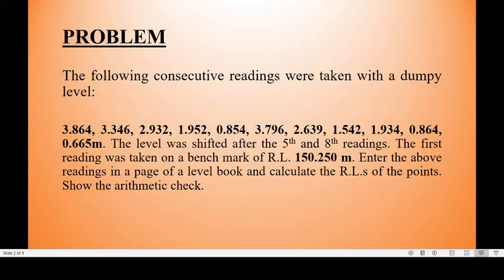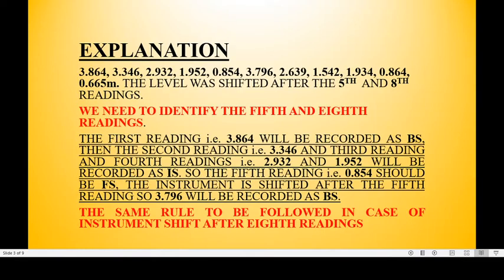So what we need to do is that first we need to identify the 5th and the 8th readings. So they are consecutively placed. So the first reading is 3.864, which will be recorded as BS. The first reading is always recorded as BS, and then the second reading, that is 3.346. The third reading and the fourth reading will be recorded as IS, or intermediate sight.